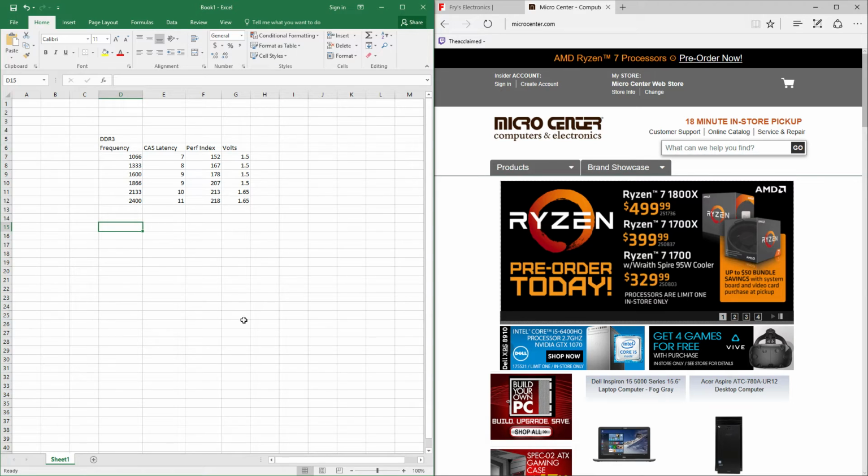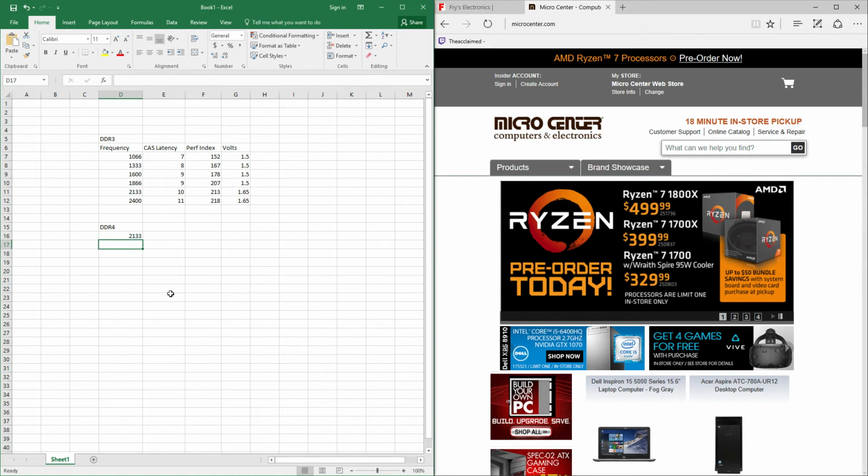So now moving on to DDR4, things get a little bit different. With DDR4, the RAM speeds went up, but the CAS latencies also went up, because they had to loosen the timings to get the higher speed.